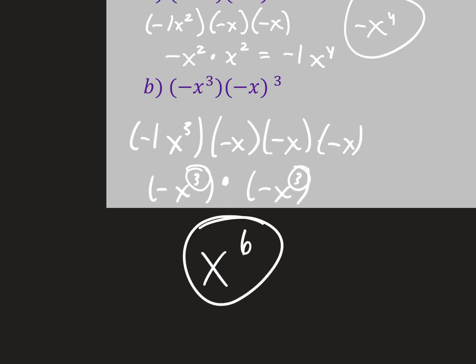So you've got to be real careful with the placement, guys, of the negative signs, whether they're inside or outside the parenthesis, and where the exponent is, whether it's inside or outside the parenthesis.